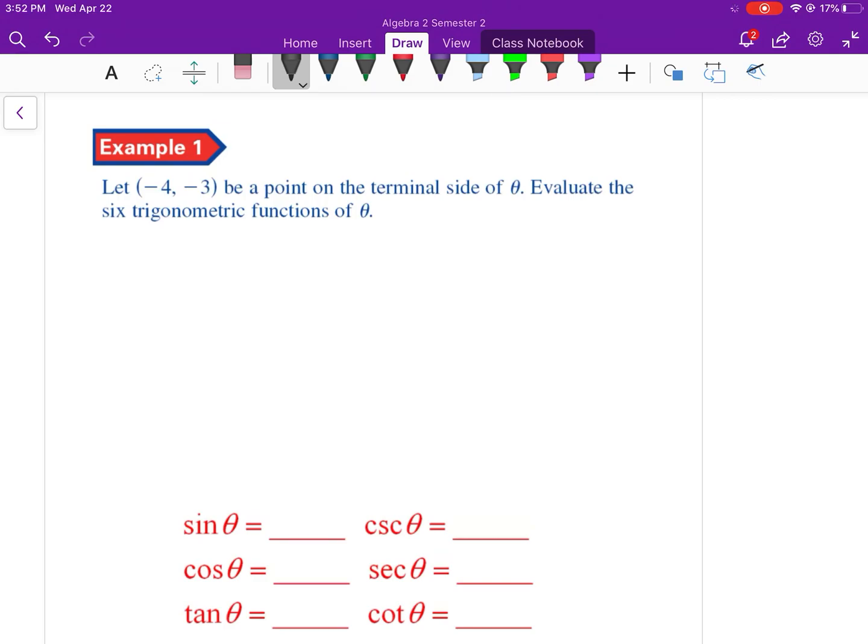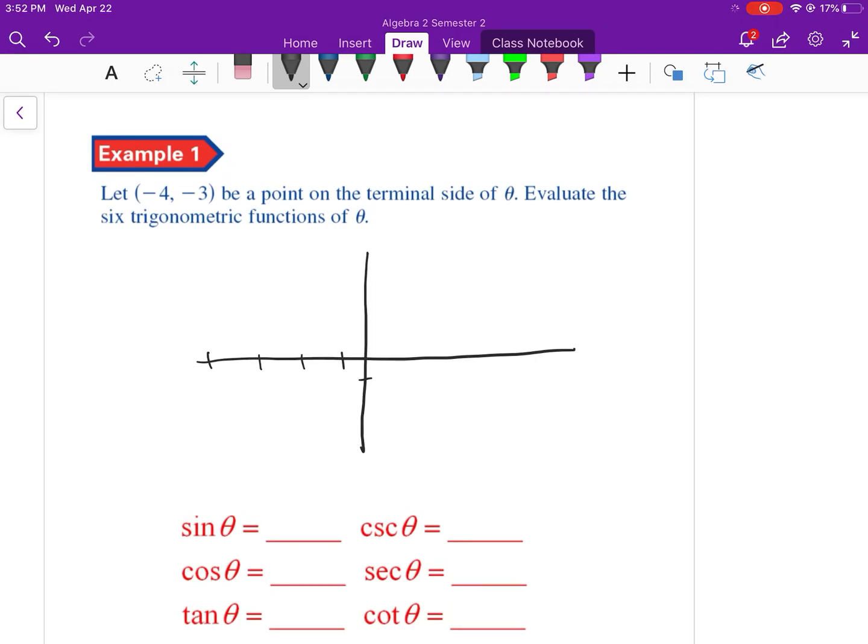So let's start off with an example. Let's say we have the point -4, -3. We're going to draw a terminal side through that point. Let -4, -3 be a point on the terminal side, so that arrow there is our terminal side of theta. Evaluate the six trigonometric functions of theta.